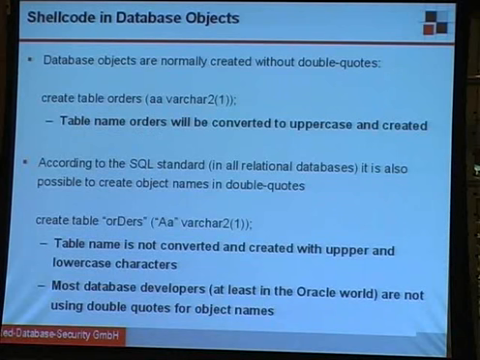But according to the SQL standard, it's also possible to use specially crafted characters, like single quotes, exclamation marks, and so on. For example, it's possible in double quotes to create a table orders with a capital D, and a column with a capital A and a lowercase a. In this case, the table name contains both uppercase and lowercase.